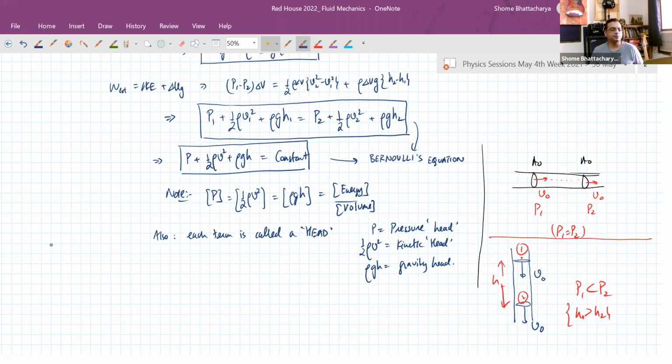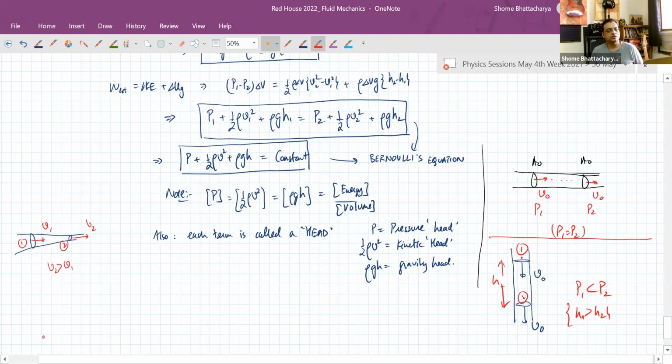Similarly, if you take the tapering pipe, the continuity equation is telling you that as you go from this point, let's say point number 1, to this point, point number 2, the kinetic head at point number 2 is greater than this. So immediately the pressure head has to be less because the gravity head is the same.